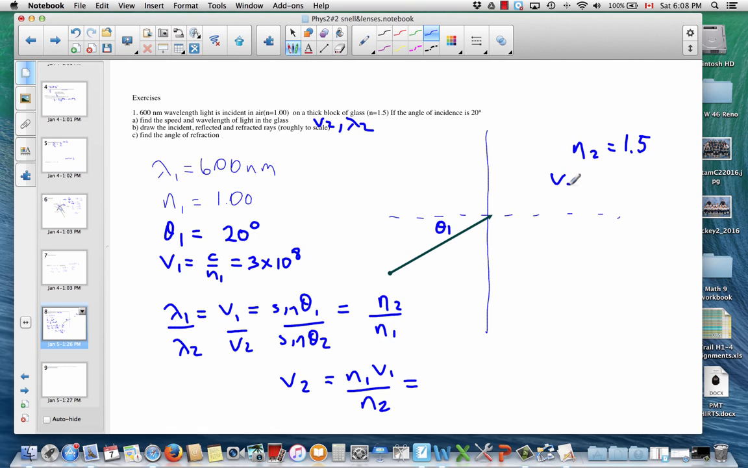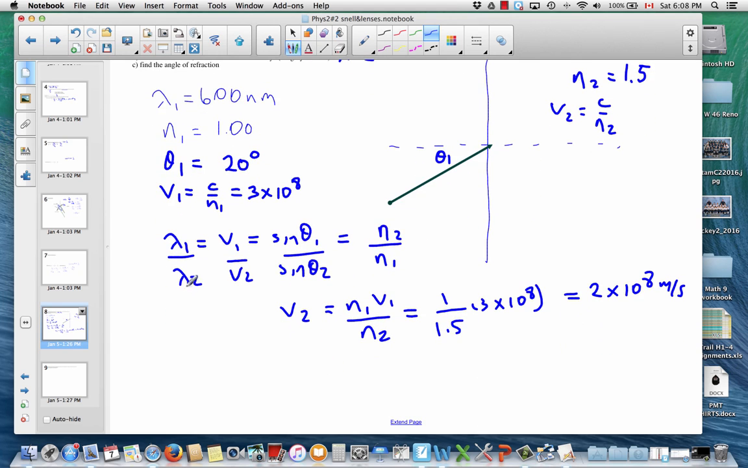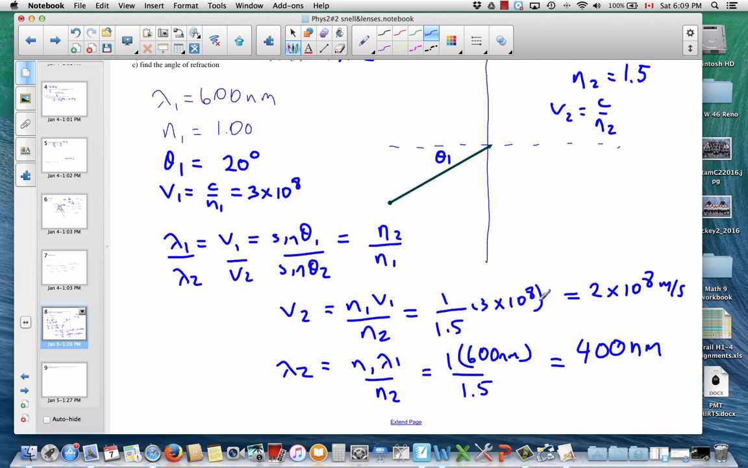Alternatively, we could just say v2 is c over n2. That would be another way of doing it. But using the ratios, it's 1 over 1.5 times 3 times 10 to the 8, which is exactly what you would get over here. And so again, that's 2 times 10 to the 8 meters per second speed. For the second wavelength, cross multiplying again, lambda 2 is going to be n1 lambda 1 over n2. And so that's 1, and the wavelength was 600 nanometers. And then we divide that by 1.5, and so that is 400 nanometers? Yes, that's 400 nanometers of wavelength. Alternatively, because the speed slowed down by a factor of 1.5, the wavelength was reduced by a factor of 1.5.